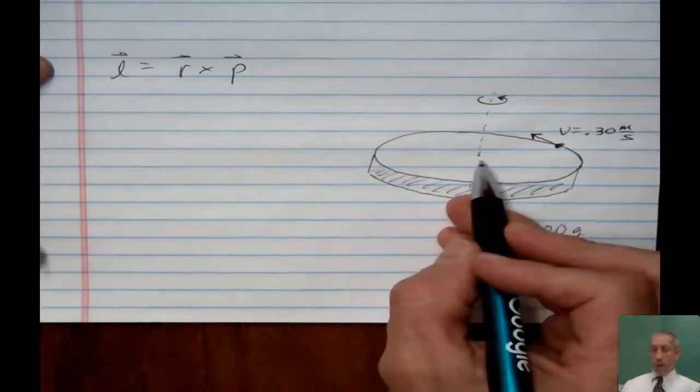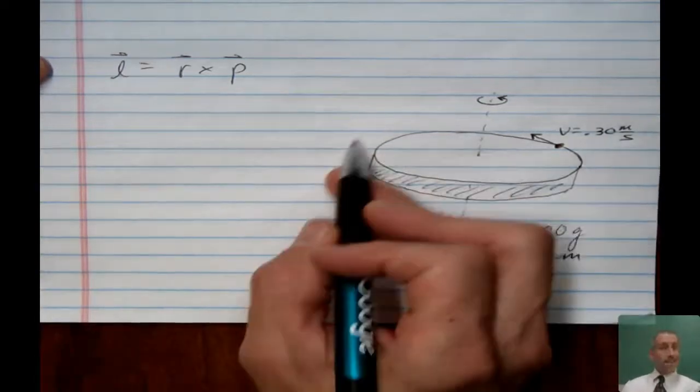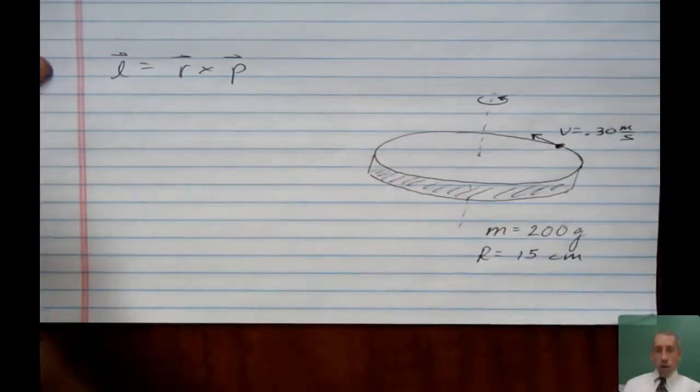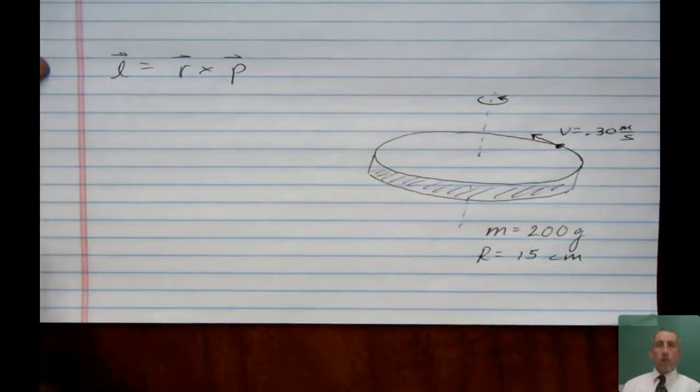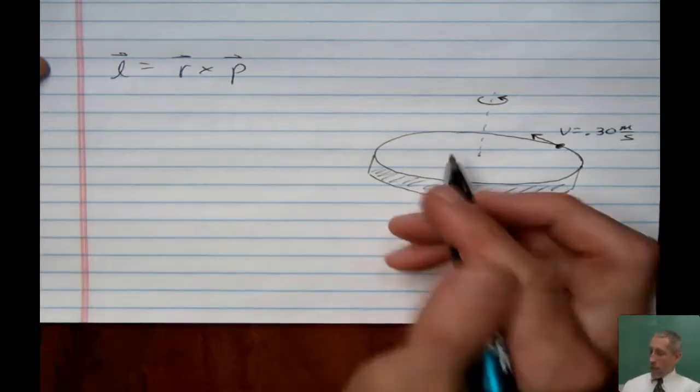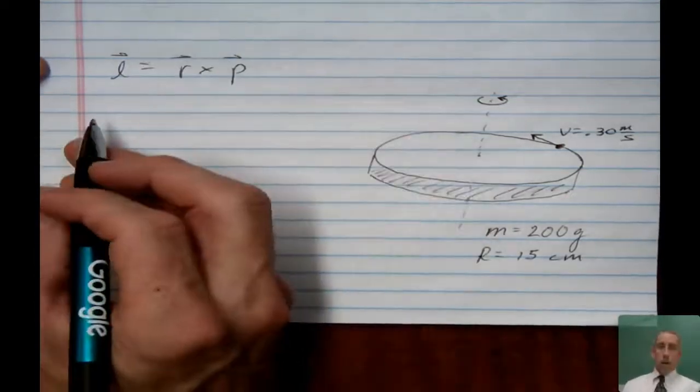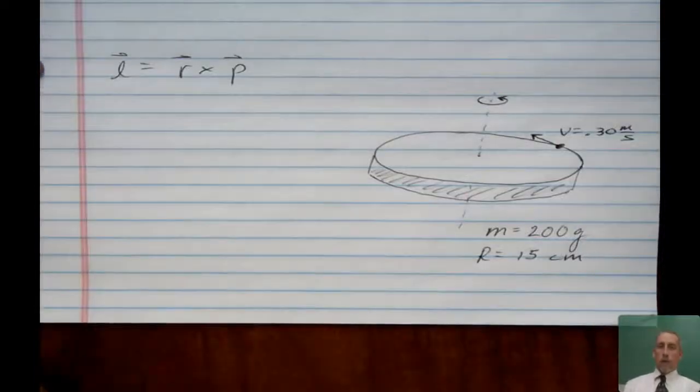So really what we need to do is break this up into a bazillion little pieces, figure out all the little masses, all the little speeds, all the little momenta, and then do this cross product and sum them all together. Now you can see what this is turning into. This is the form we call an integral.